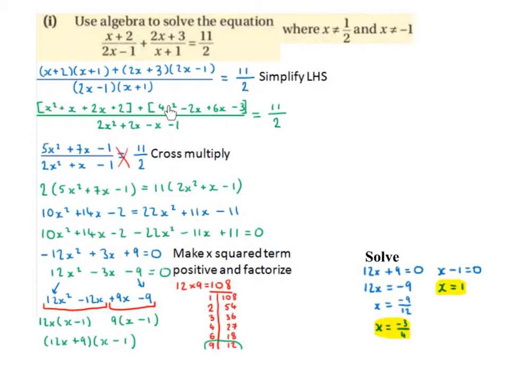2x by 2x is 4x squared. 2x by minus 1 is minus 2x. 3 by 2x is 6x. 3 by minus 1 is minus 3.